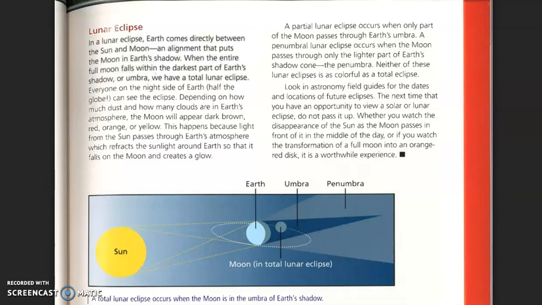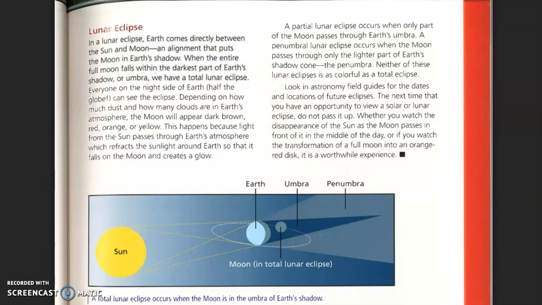A partial lunar eclipse occurs when only part of the moon passes through Earth's umbra. A penumbral lunar eclipse occurs when the moon passes through only the lighter part of Earth's shadow cone, the penumbra. Neither of these lunar eclipses is as colorful as a total eclipse. So for example, if the moon were here in its orbit, partially in the umbra, we would call that a partial lunar eclipse. And if the moon were here in the penumbra, we would call it a penumbral lunar eclipse.